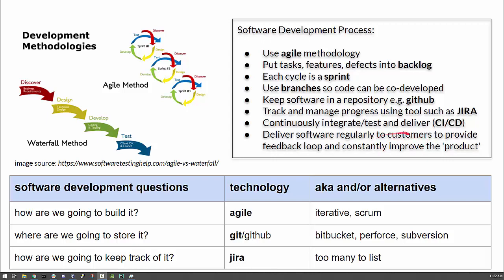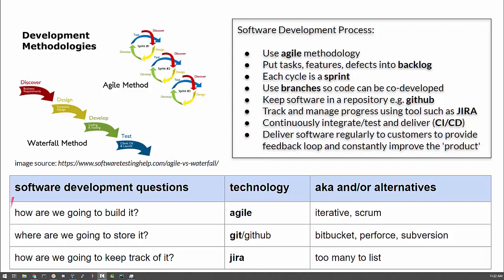So all of this allows us to have a feedback loop, and this feedback loop gives you information about how to make it better. So as you go through these sprints, you're not only implementing new features, but you're also incorporating fixes, defects, and changes that have been requested by the people who will ultimately be using your product.